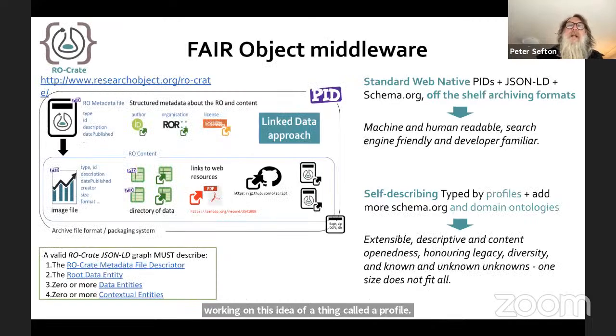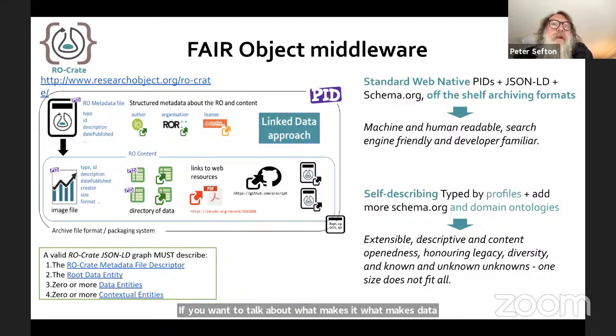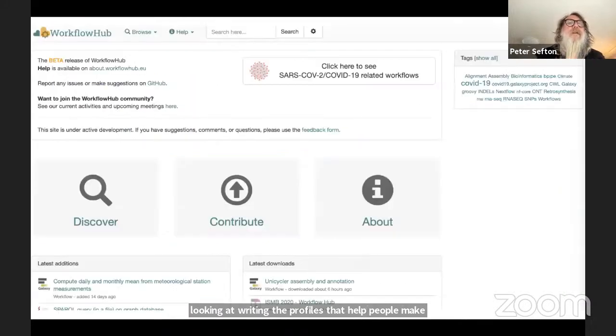Some profiles will be quite high level and might talk about things like what sort of identifiers you should use. So they would be advice. The profile for something like a FAIR digital object, if you want to talk about what makes data FAIR, will probably have a lot of high-level stuff in there about what is a trusted repository, what kinds of identifiers you should use, persistent identifiers, and how you should structure your services. We're involved in this conversation with the FAIR community, and we're coming at this from the bottom up. We have a working system that distributes data, and we're looking at writing the profiles that help people meet the FAIR goals.